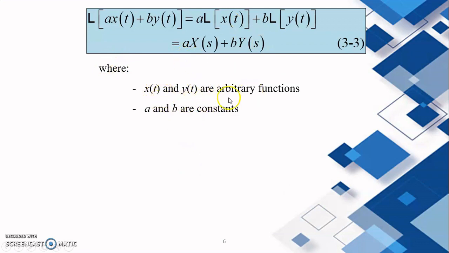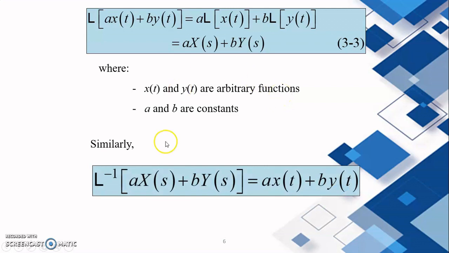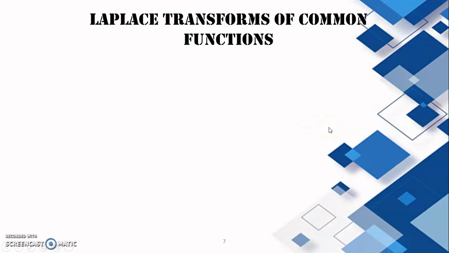So this x(t) and y(t) are arbitrary functions, and a and b are constants. Then we can write similarly, if we put the inverse Laplace into this expression in the form of X(s) and Y(s) just now, it is the same as the expression with a function of t. So this is called the superposition principle.